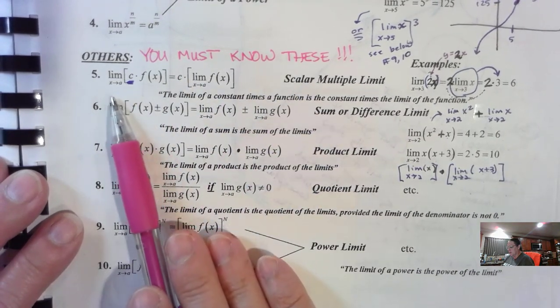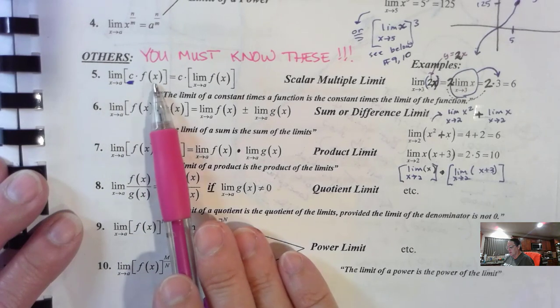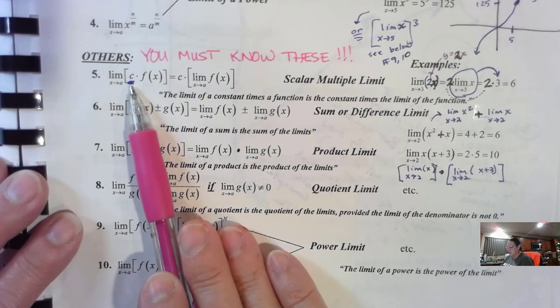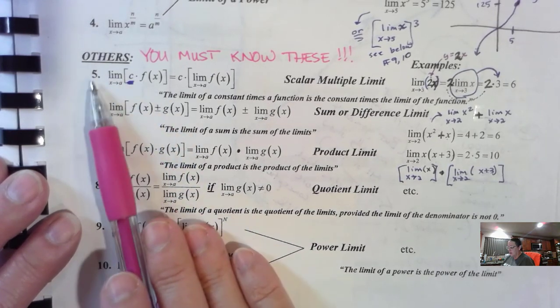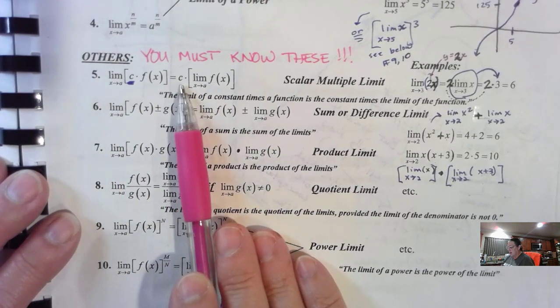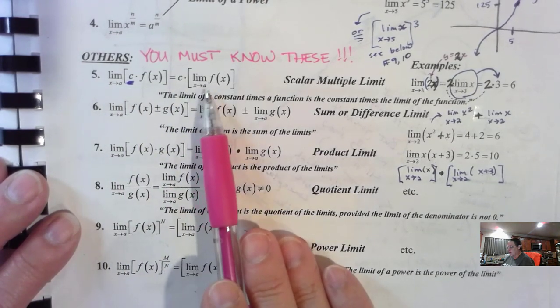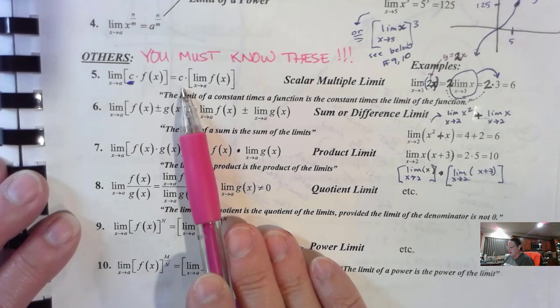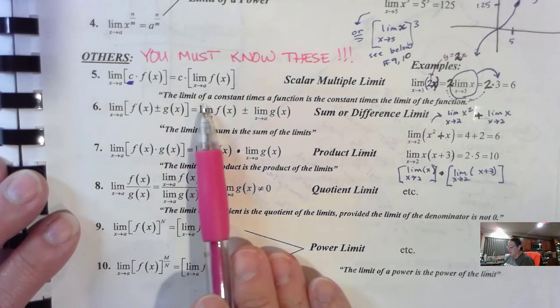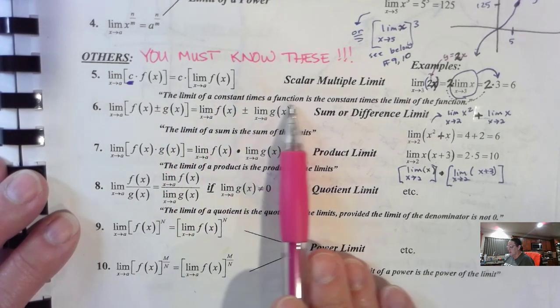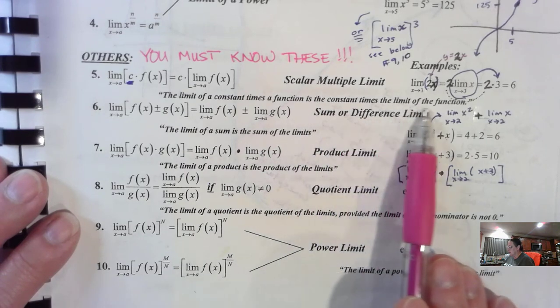The limit as x goes to a of c times f of x. C is a constant. So the constant can be brought out in front of my limit notation. I can find the limit as x goes to a of my function and multiply it by the constant. So the limit of a constant times a function is the constant times the limit of the function.